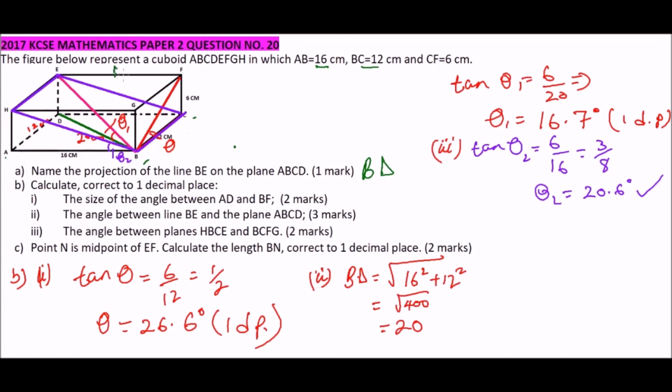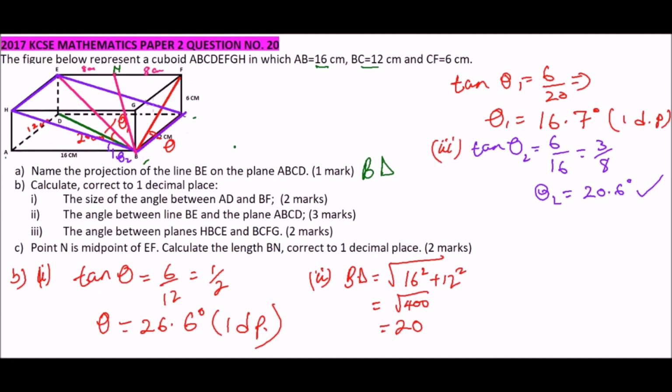So point N is there, and calculate the length BN, correct to 1 decimal place. So BN is this line moving from B to N, so that is our BN. If you look at it now, we know that EF is 16 centimeters, so it means this is 8 centimeters and this is 8 centimeters, and we are required to find BN. So first of all, we need to find GN.